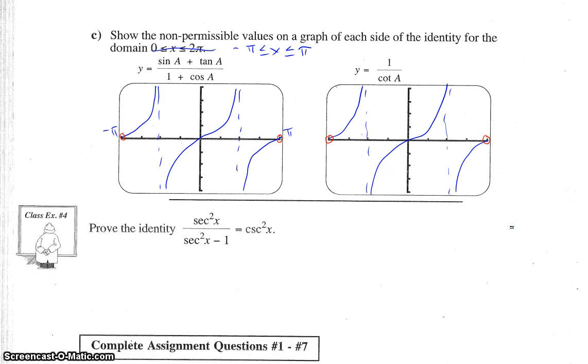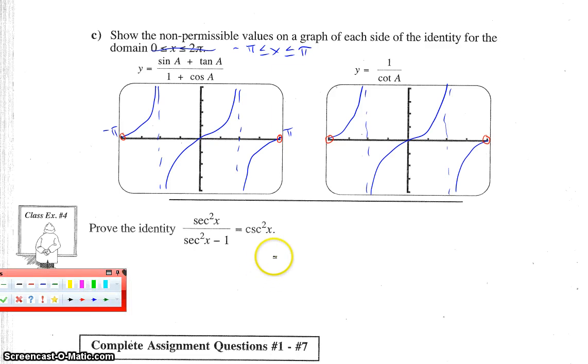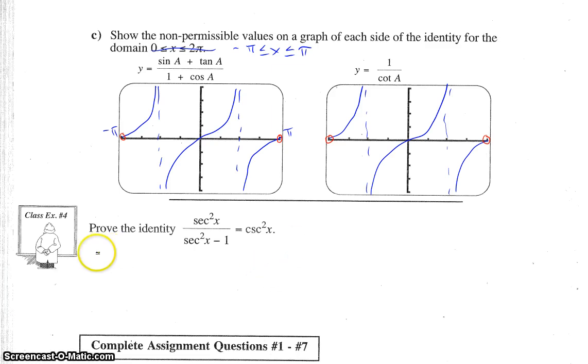Now, last example, prove the identity: secant squared over secant squared minus 1 equals cosecant squared. Okay, so let's do the left side over here, right side over here. Notice I'm not giving much room for the right side, because which side are we starting on? Yes, the more difficult looking side, so that's the left side. Okay, so here we go. Secant squared over secant squared minus 1.